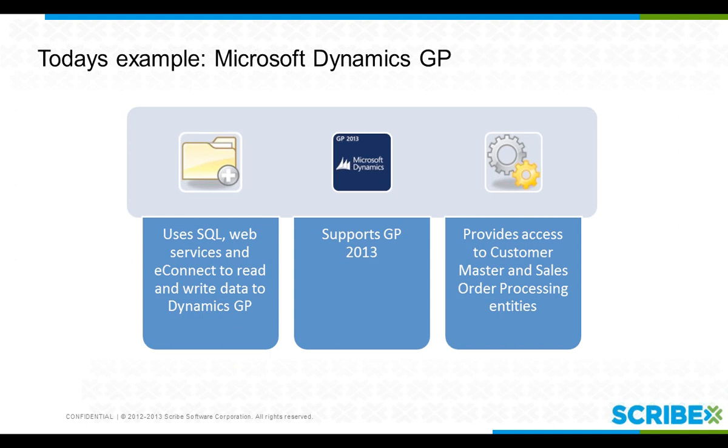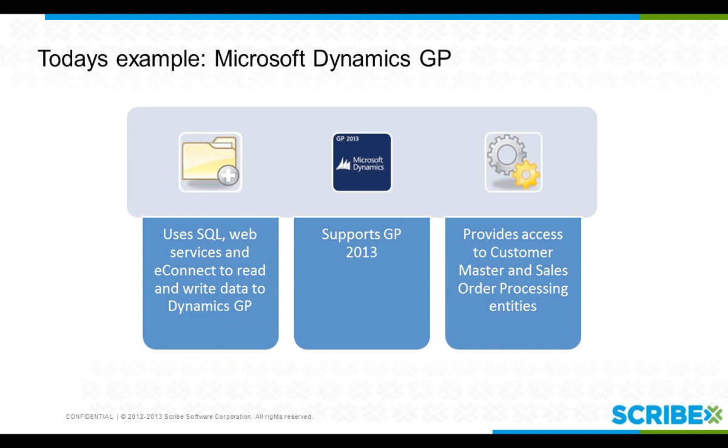So we wanted to talk a little bit about the GP connector that we have for Scribe Online, and this slide really represents the technologies that we use to connect into the Dynamics application. As you can see, it's a combination of a couple of things. First off, we use SQL as a connection, as well as web services and eConnect.